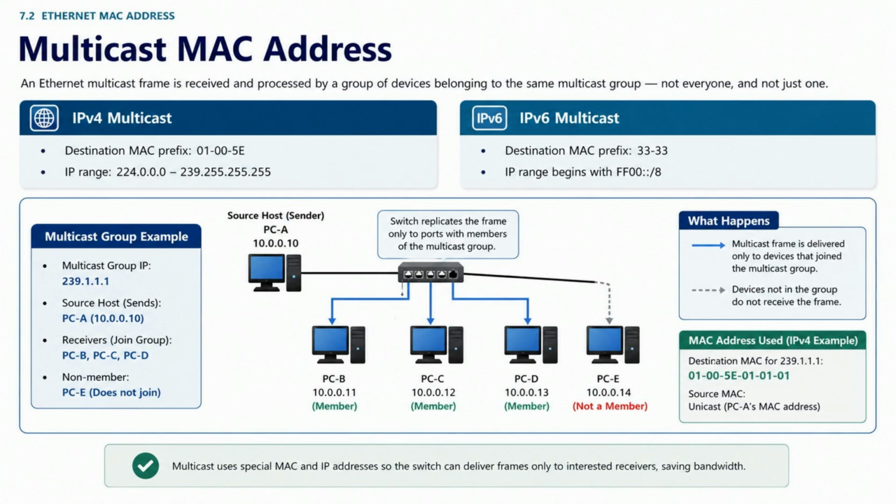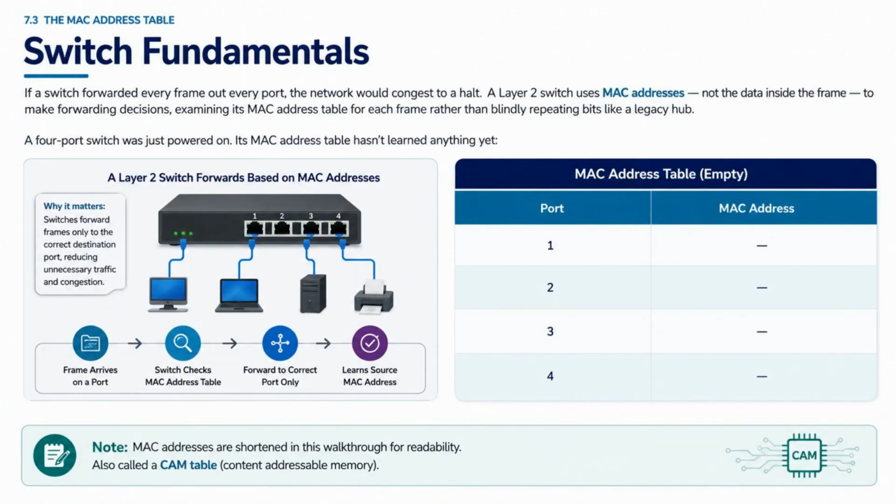If a switch forwarded every frame out every port like a hub, the network would grind to a halt. Instead, a Layer 2 switch examines its MAC address table to make smart forwarding decisions. Set up the running example: a freshly powered-on 4-port switch with an empty table. Nothing learned yet. This example carries through the next 3 slides.